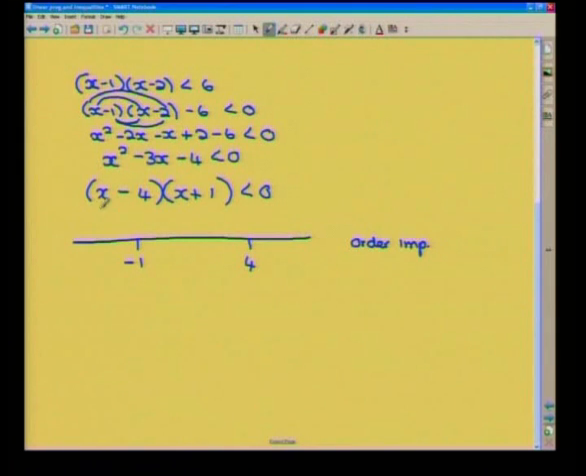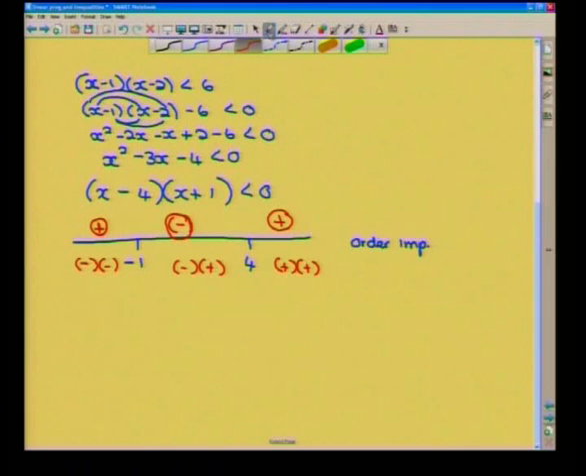Right, so let's choose a value this side of the minus 1. Let's take minus 2. If I put in minus 2, let's change the pen so you can see the substitution happening. If we take a minus 2, it's going to be a minus. And a minus 2 plus 1 is going to be a minus. So that's a plus. And over here, if we choose a value between these two, let's take 0. We're going to get a minus times a plus, which is a minus. And over here, let's take 5. And if we take 5, it'll be a plus times a plus, which is a plus.